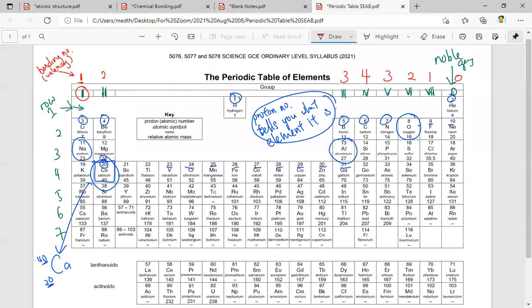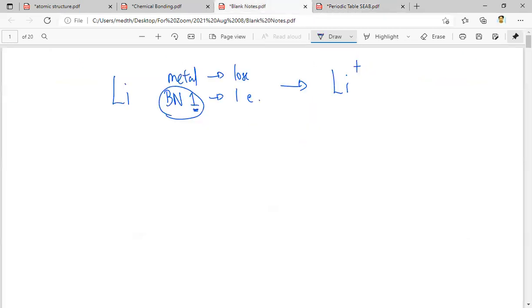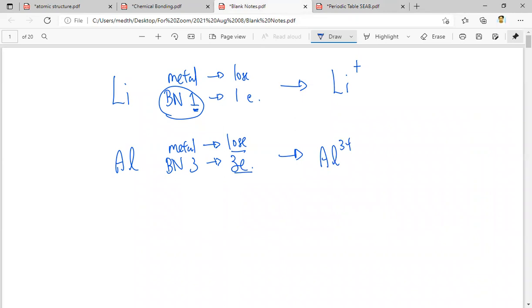Let me give you another example. Maybe I will use aluminium. Just now, actually, we did the drawing version of it. But now let's use the bonding number. Aluminium is a metal. The bonding number for aluminium is 3. Because it's a metal, it will tend to lose electron. Because its bonding number is 3, we know that 3 electrons will be involved. So therefore, we know aluminium tends to lose 3 electrons. So we get Al3 plus. So the bonding number is very, very, very useful. It's going to help you to determine quite a fair bit of things.